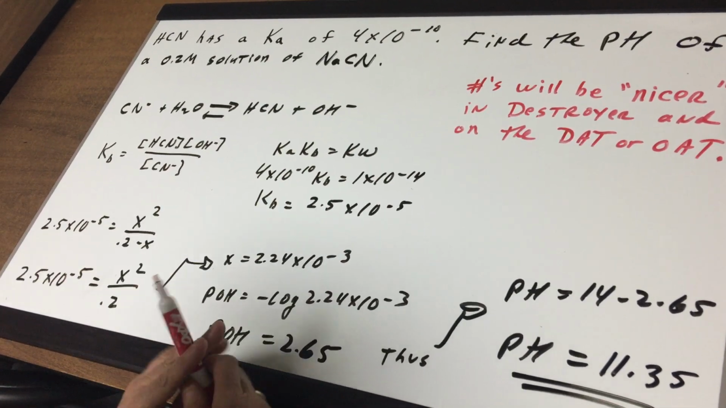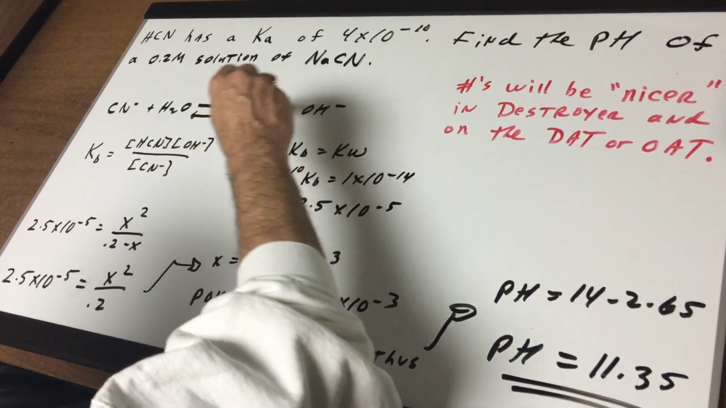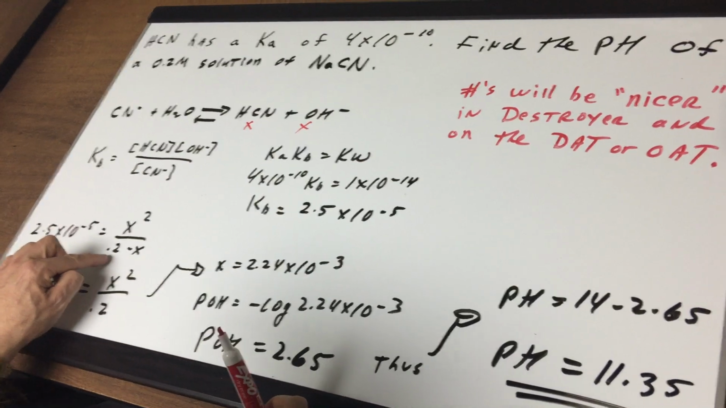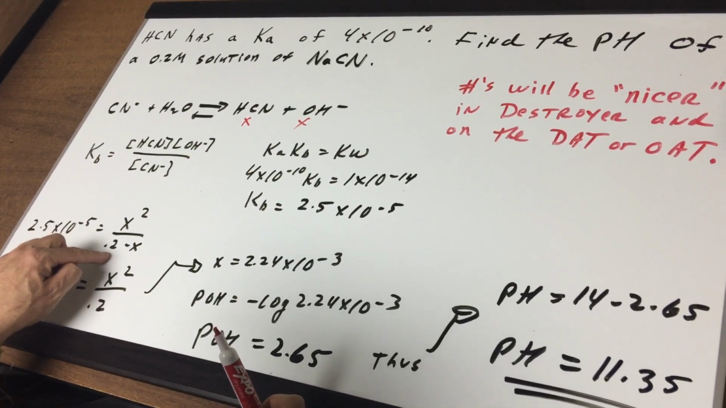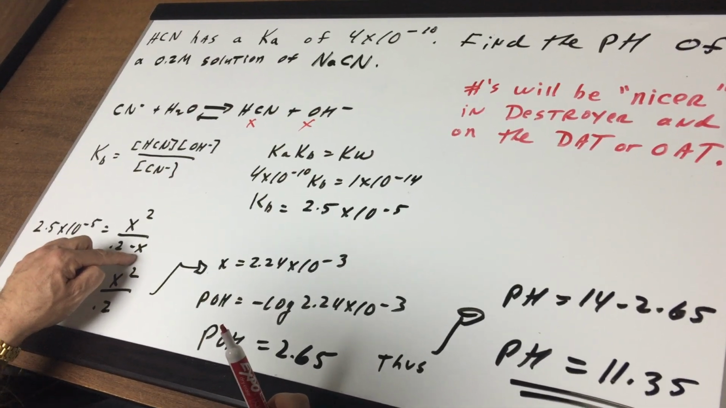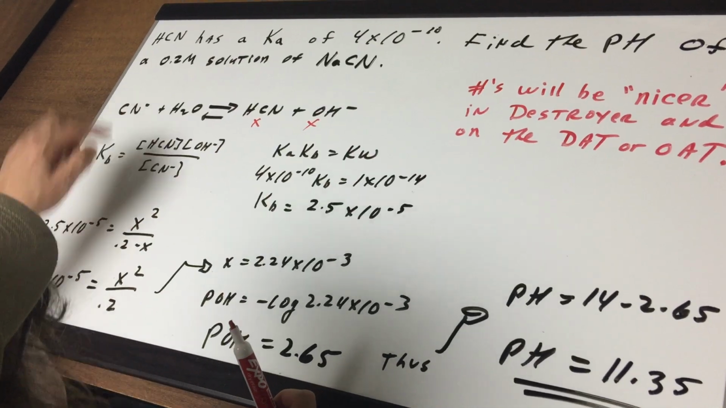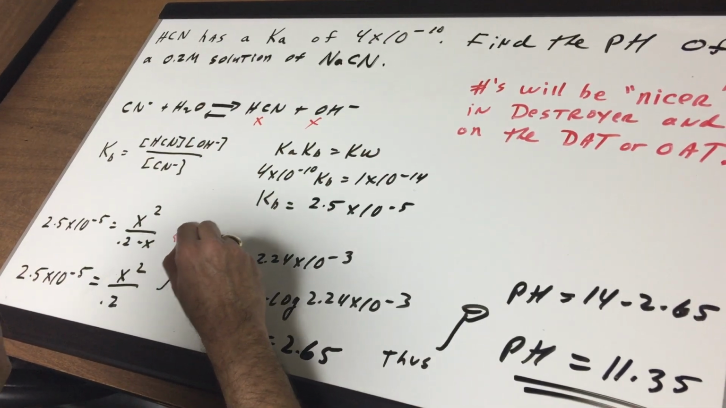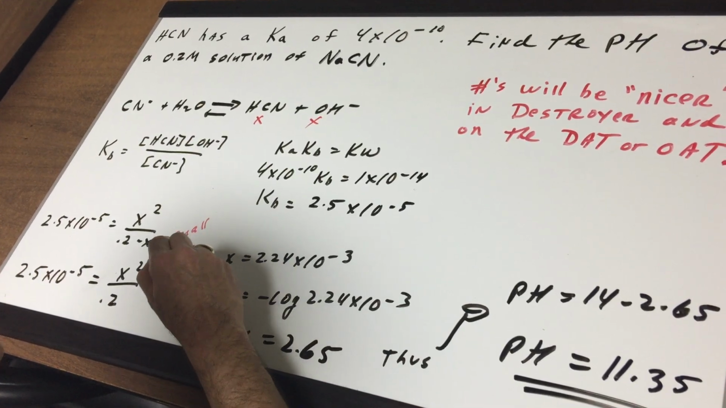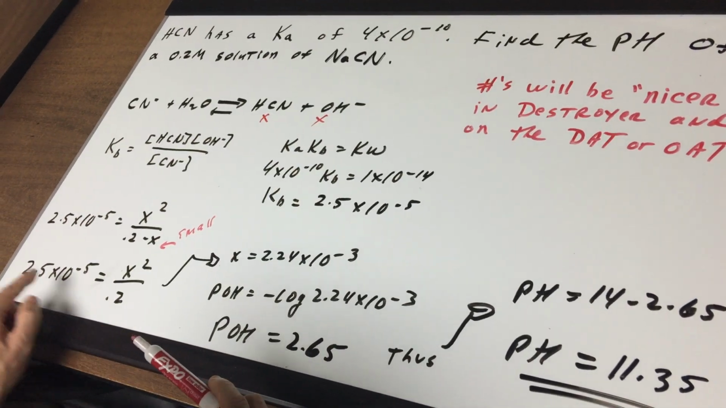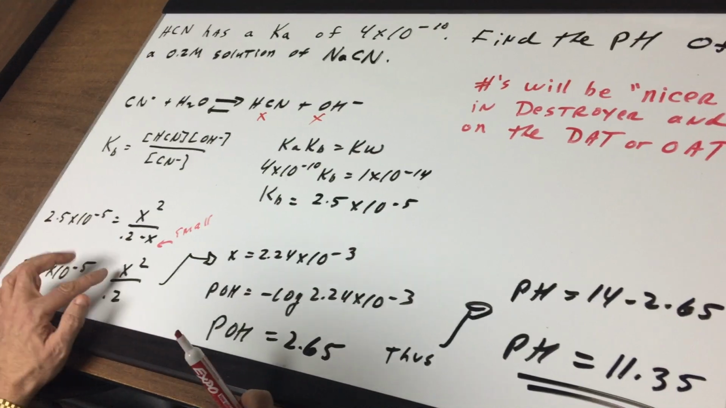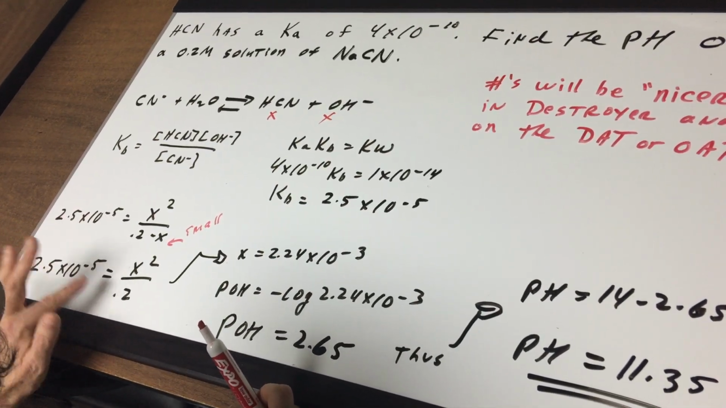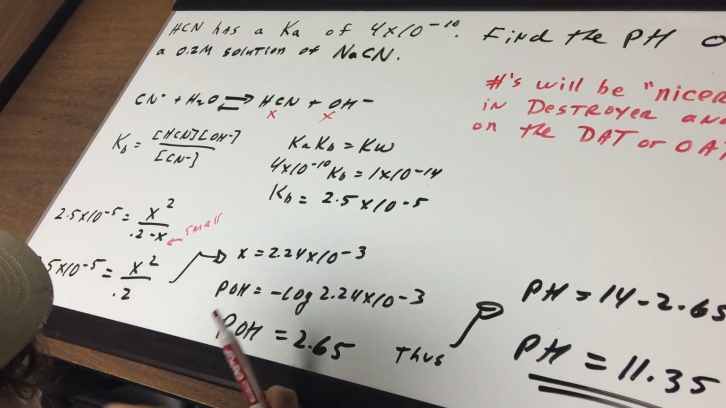Kb is 2.5 times 10 to the minus 5. The OH minus and HCN are equimolar, so I'll call them both x, so that's x squared. At equilibrium, we have 0.2 minus x, because we've lost some of this, but we're going to make the assumption that x is very, very small, so I can neglect it. So when I neglect it, it becomes 2.5 times 10 to the minus 5 equals x squared over 0.2. I cross multiply and square root it.